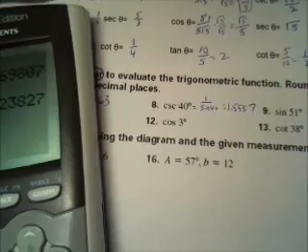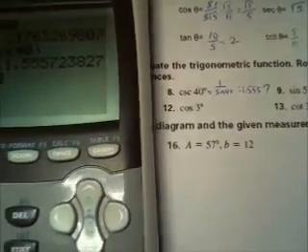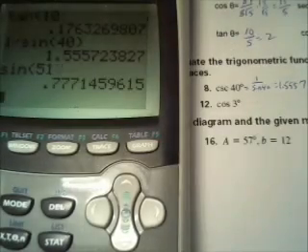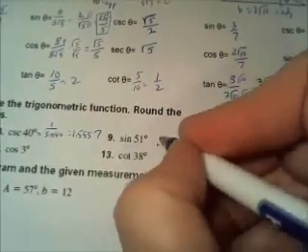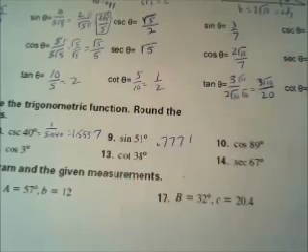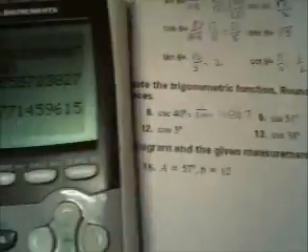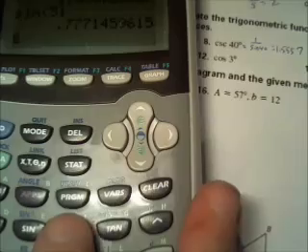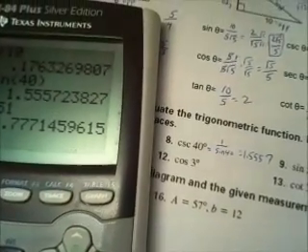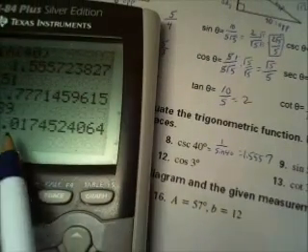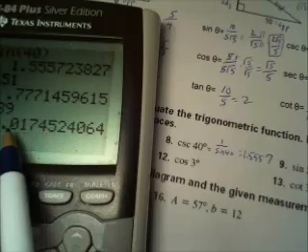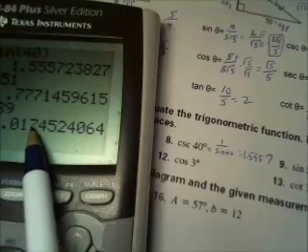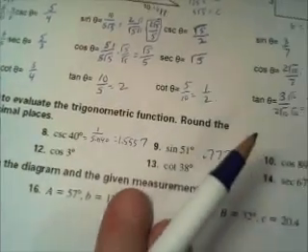Number 9 is the sine of 51. Sine 51, 0.7771. The cosine of 89, press the cos button, cos 89. 0.01745, well, this 5 rounds the 4 up, so this is 0.0175.